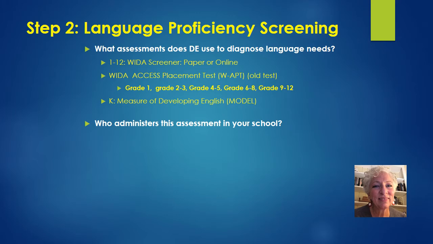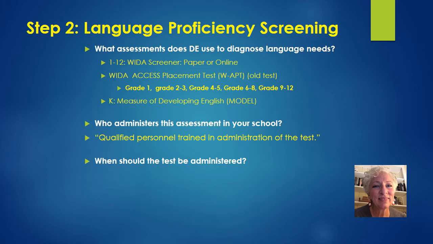So who administers these screening assessments in your school? Ideally, it should be someone who is qualified to administer these tests, who has had training in administering this test, and ideally has also had ESL pedagogical training. We know this is not always feasible or practical, but that is the goal across the state of Delaware, so that these assessments are consistent and validly administered and interpreted.